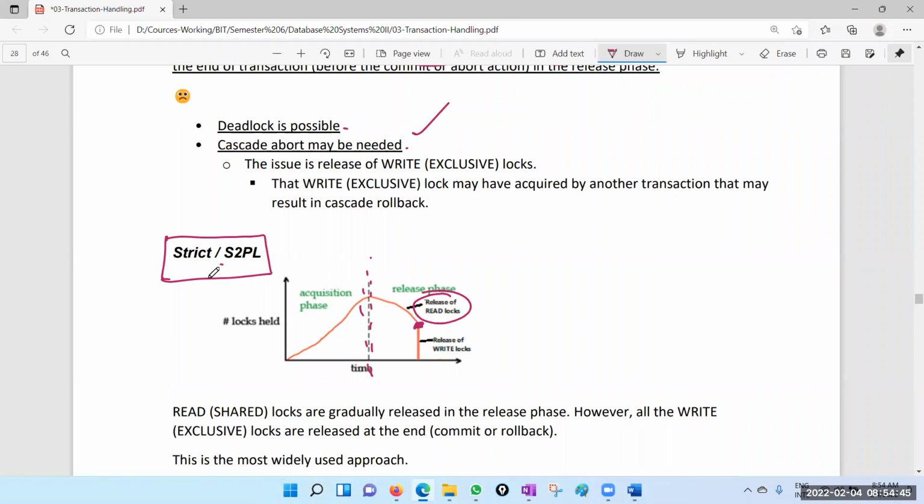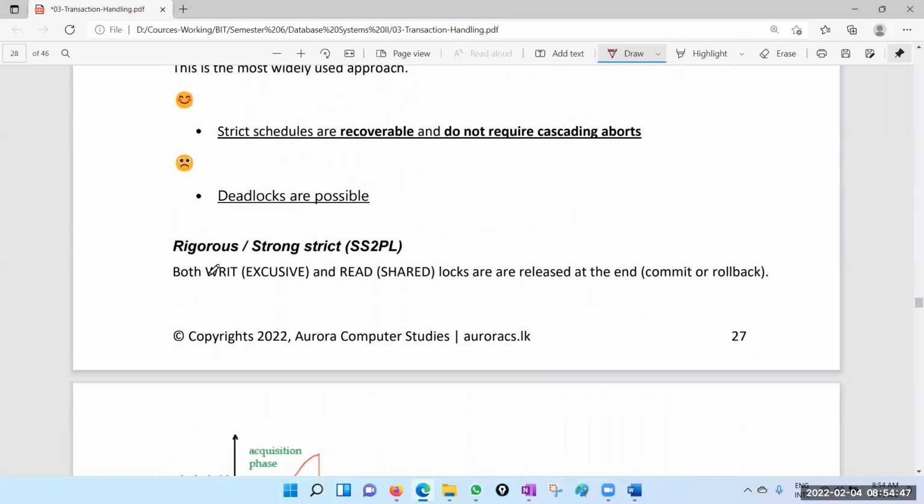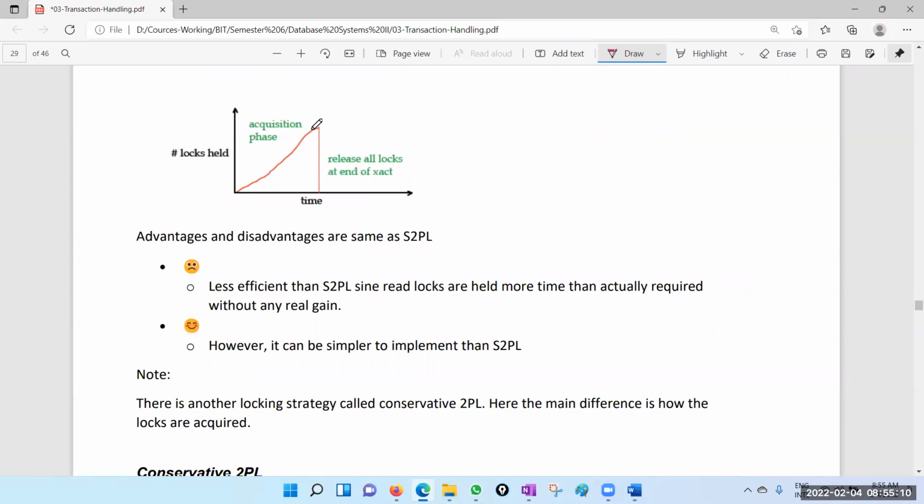So then we have another approach called strong strict or rigorous. Strong strict means, now the word strict is already used, we want to make it even more restrictive. So then people came up with the word strong strict. It's even stricter than strict. SS2PL, strong strict two-phase locking. There, when you are releasing, you release both read and write locks at the end.